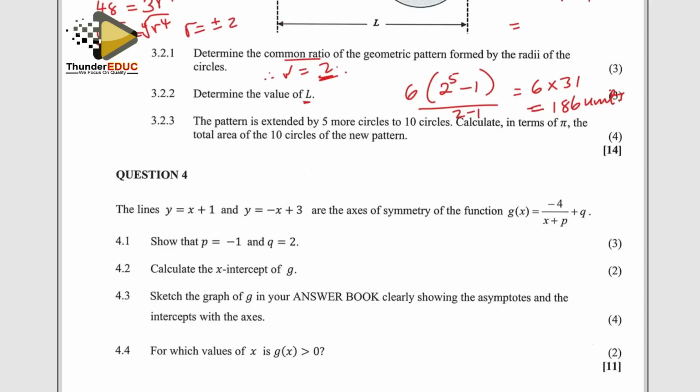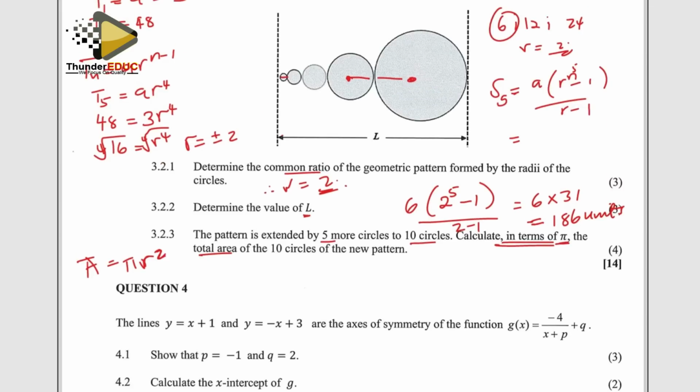3.2.3. The pattern is extended with 5 more circles to make it 10. Calculate, in terms of pi, the total area. Now, the scenario changes the moment they mention area, because we know that the area of a circle is given as pi radius squared. Now, instead of just talking about the radii individually, we are squaring them.